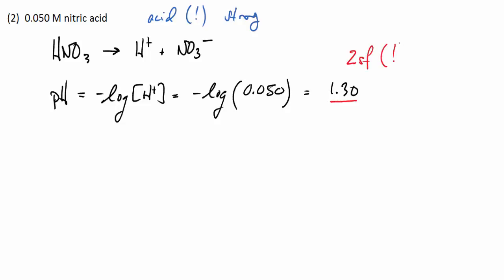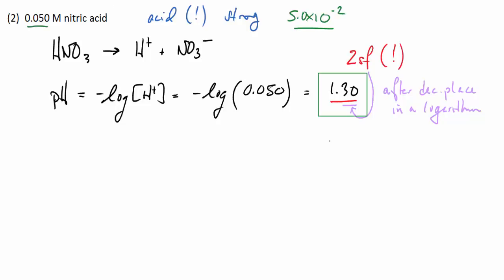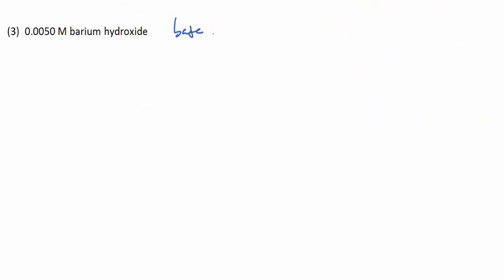Notice that in 1.30 there are two significant figures because in a logarithm only the values after the decimal place are significant. So there we go. 5.0 by 10 to the minus 2 has two significant figures in it, and 1.30 has two significant figures after the decimal. Let's look at our third example here.